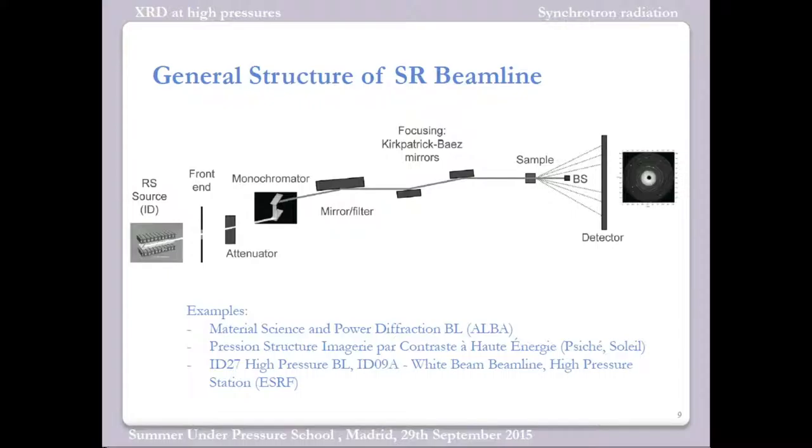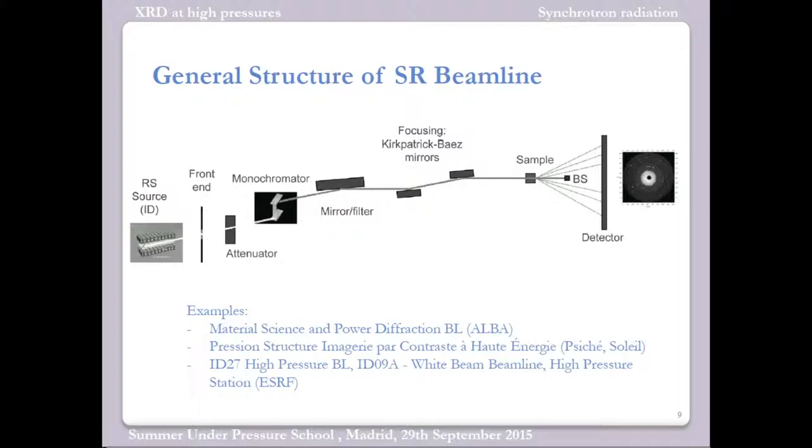The general structure of a synchrotron radiation beam line is as follows. We have an insertion device, then a front end that is a window which isolates the vacuum of the storage ring from that of the beam line. We have an attenuator which takes off some of the power emitted by the insertion device in order for the monochromator, which is downstream, to work properly, to avoid overheating the monochromator. The monochromator is usually constituted by a pair of silicon single crystals.